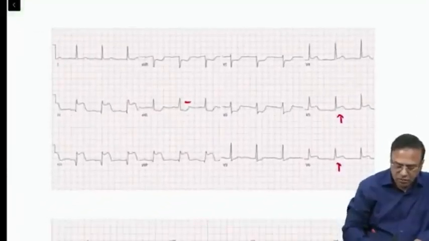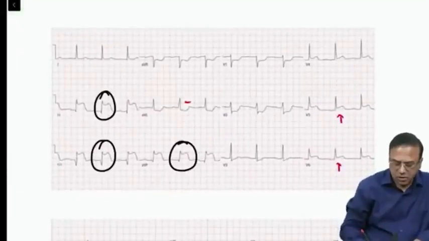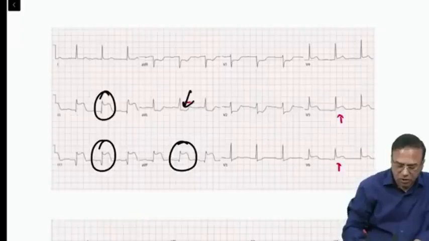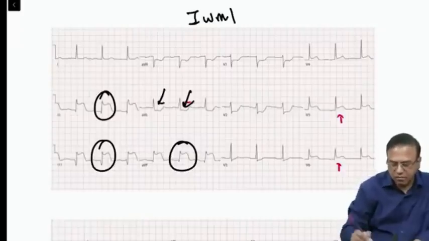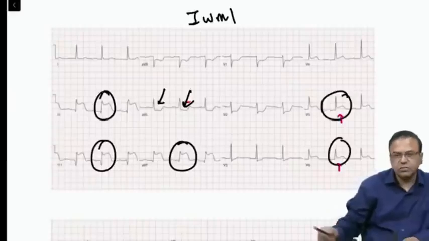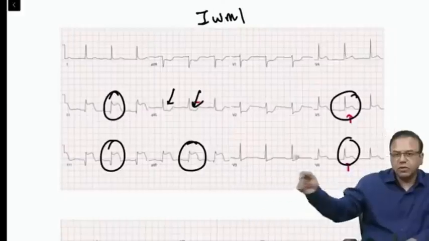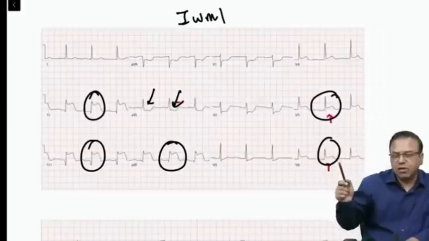Localizing the MI, if you see inferior leads showing elevation, 2, 3, AVF, and the leads above are showing reciprocal changes, it is classical inferior wall myocardial infarction. Okay, sometimes you might see even lateral extension. So this is what we call infralateral wall MI. Inferior leads are showing, lateral leads are showing, this is infralateral wall MI.